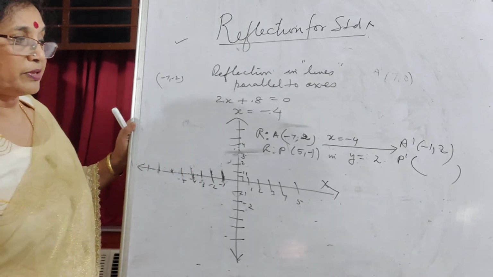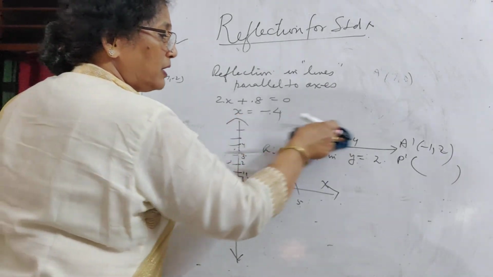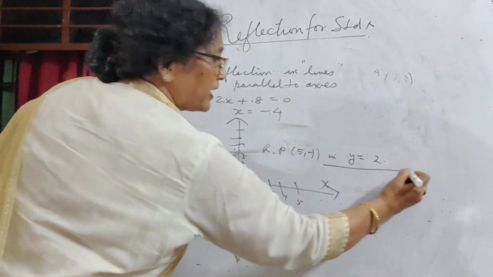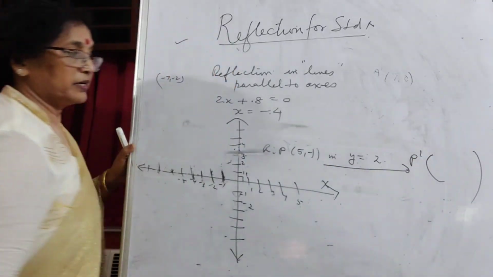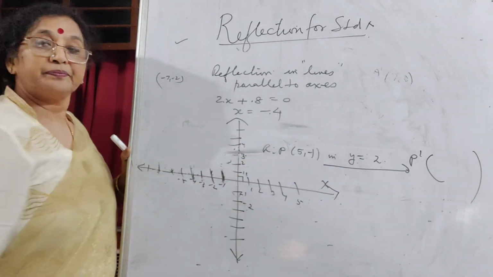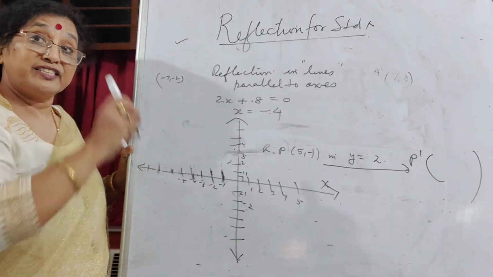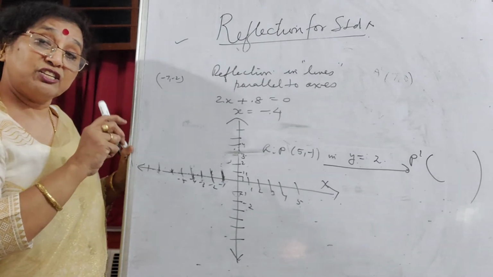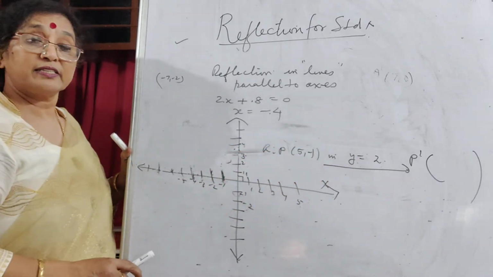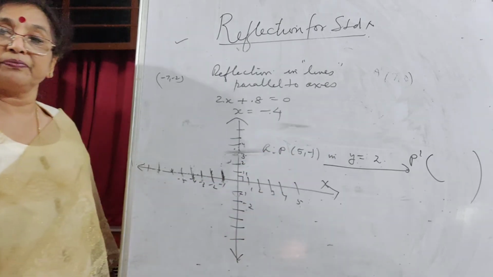So let us see this one. Now what are you doing? We have finished the first one, parallel to the y-axis. Now we are doing parallel to x, y equals some number. Reflect to P dash, you will find the coordinates. So you already know children, in y equals 2, x won't change in sign. In x equals, the one we did previously, the y did not change. Here the x will not change, the y will change. In y equals a number, parallel to the x-axis, the y will change, but x will remain 5.